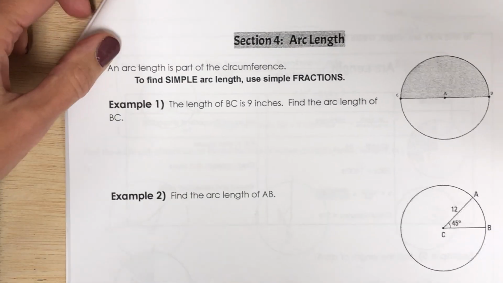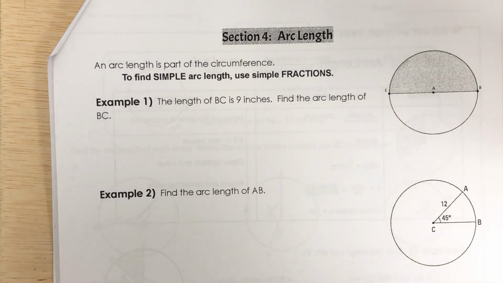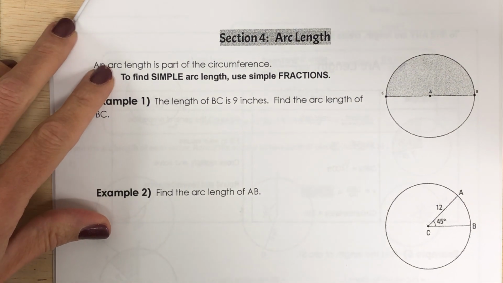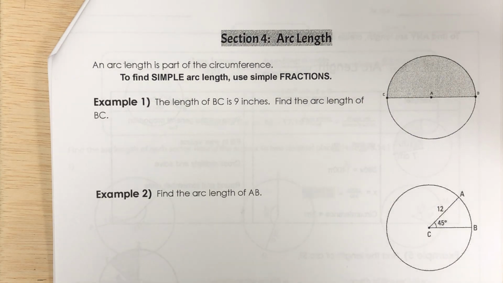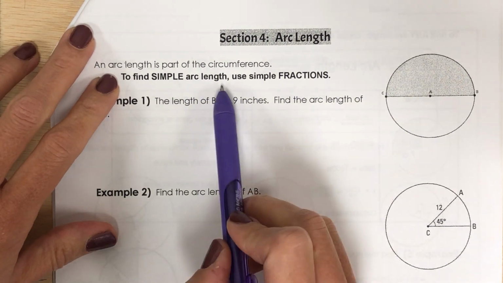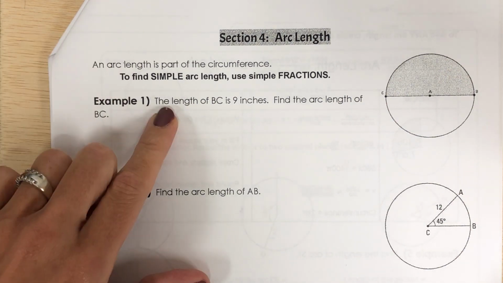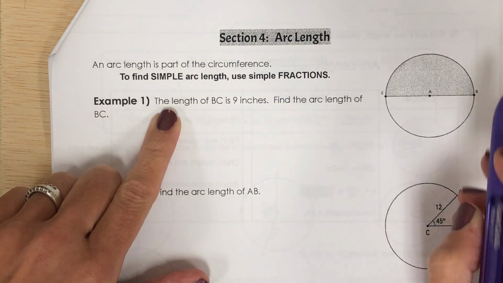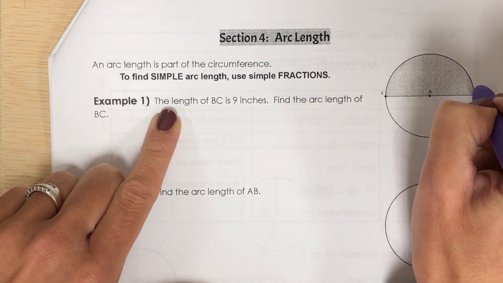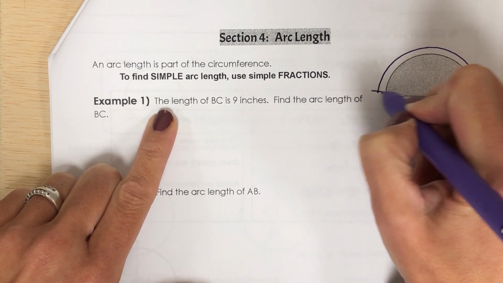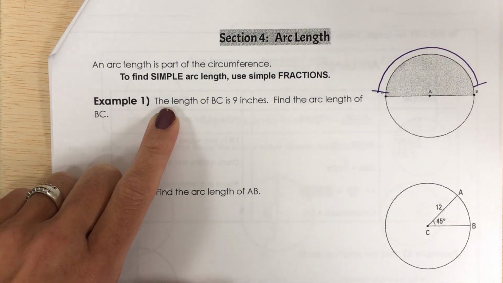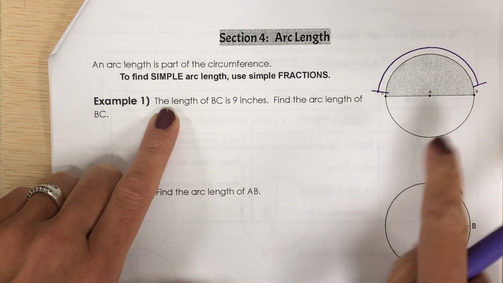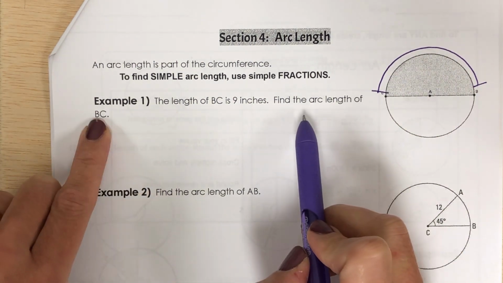So let's go ahead and start with a couple of example problems from section 4. An arc length is part of the circumference. We'll start off with some simple problems, simple numbers. To find a simple arc length, we're just going to use simple fractions. So for example, in this circle, circle A, I'm trying to find the length of BC, the actual length of this arc from that point to that point, if I were to measure it with a ruler or whatever.